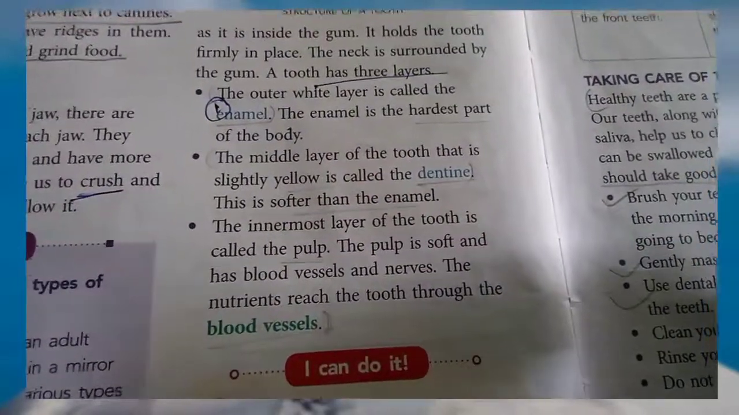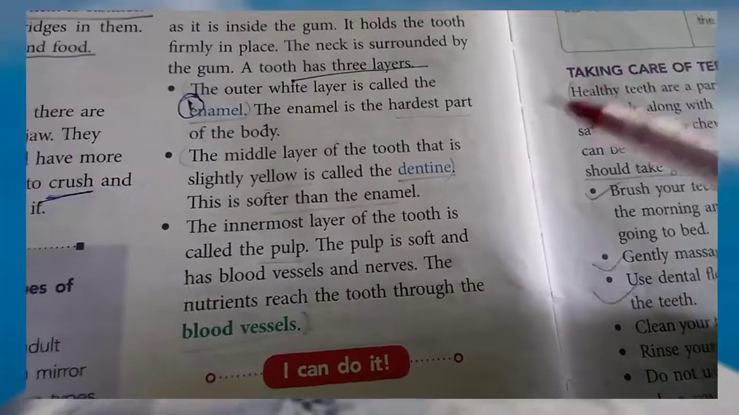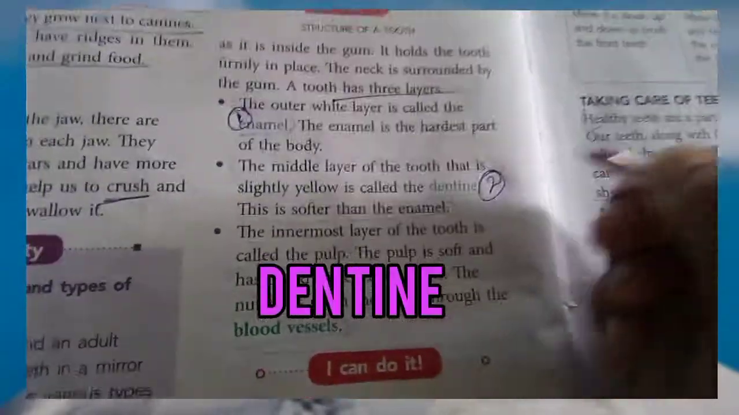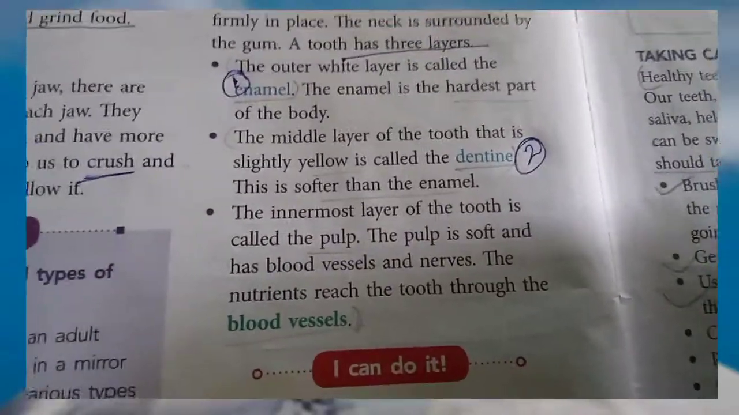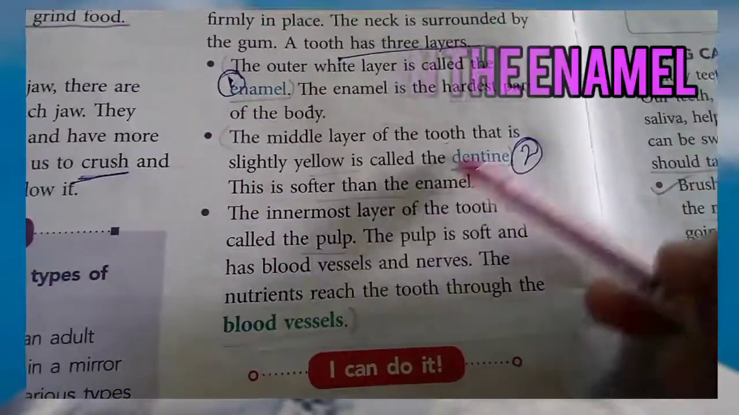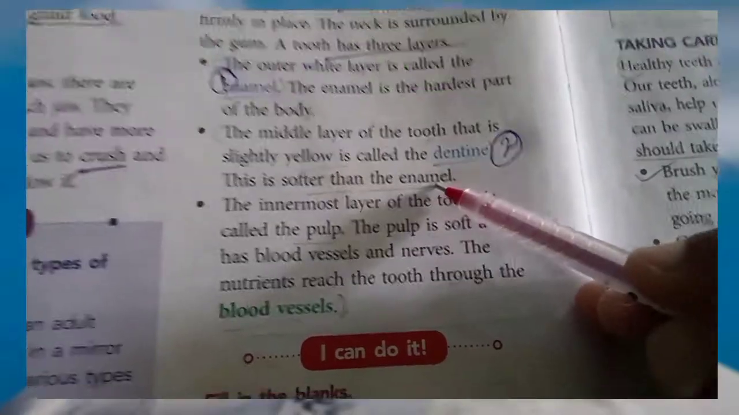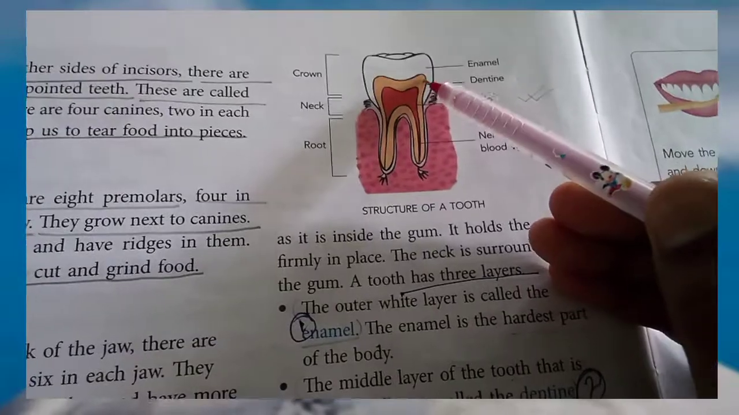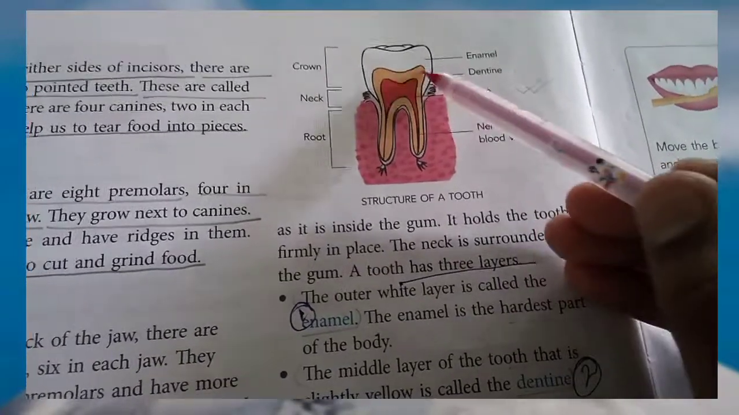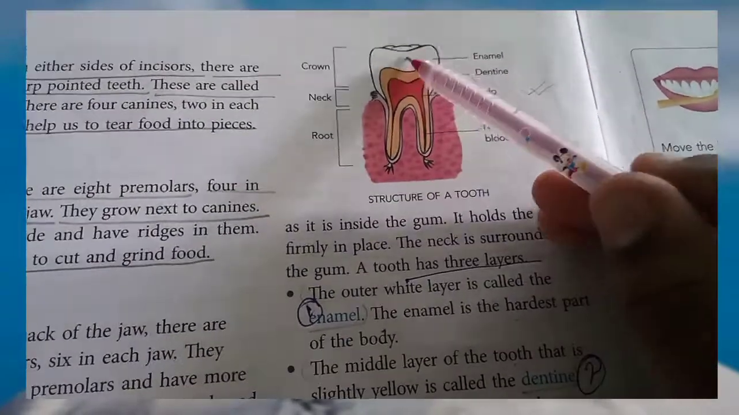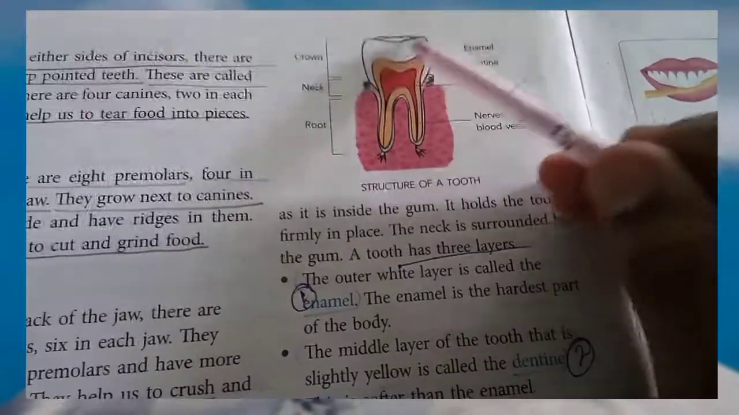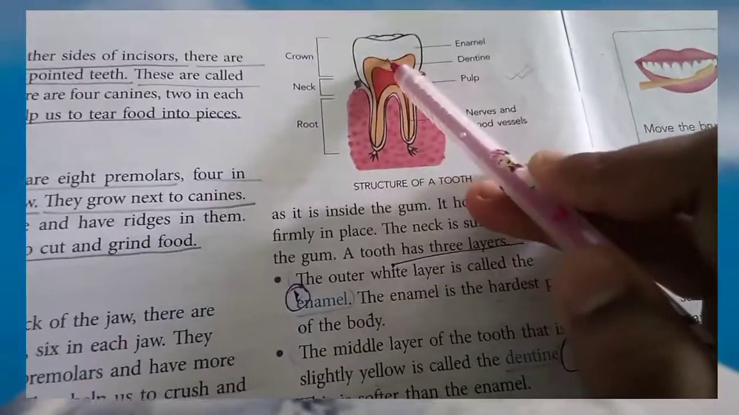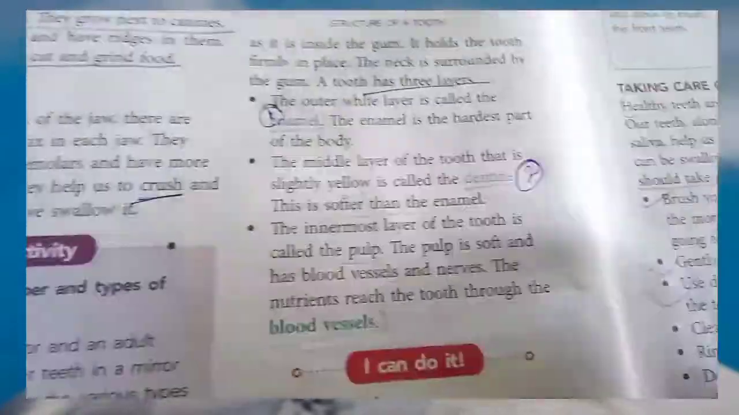Next, the middle layer of the tooth, which is slightly yellow, is called the dentine. The second part is dentine. It is softer than the enamel. You can see in the picture also, this yellowish layer is the dentine. It is softer than enamel. So enamel is harder, but dentine is softer.